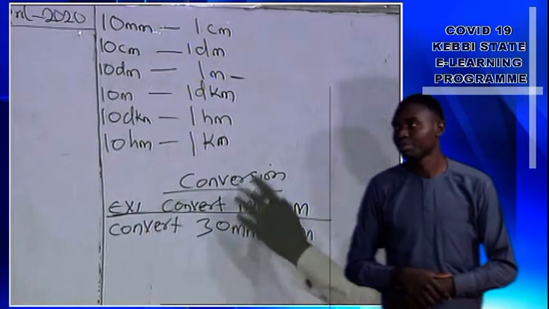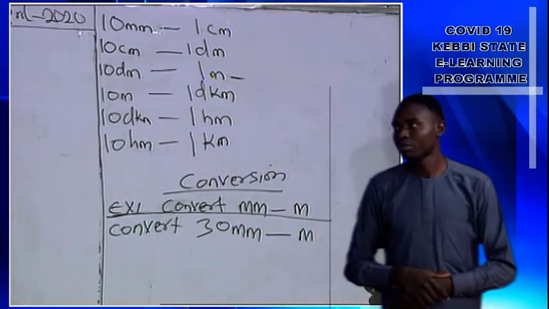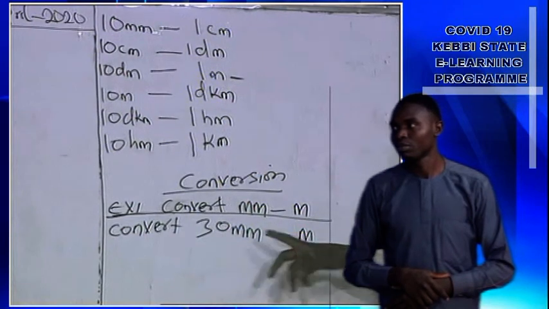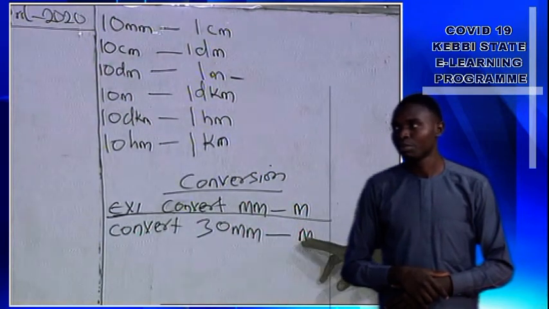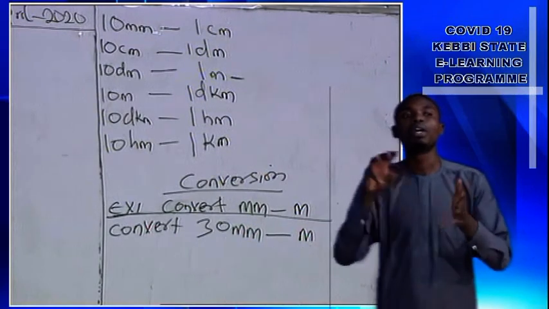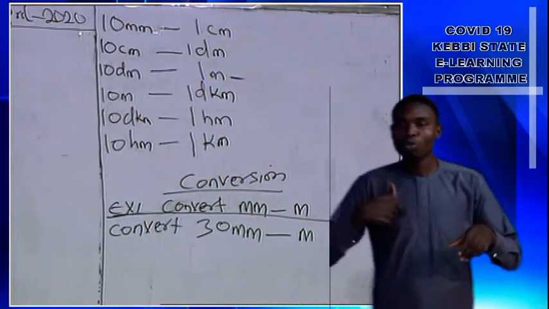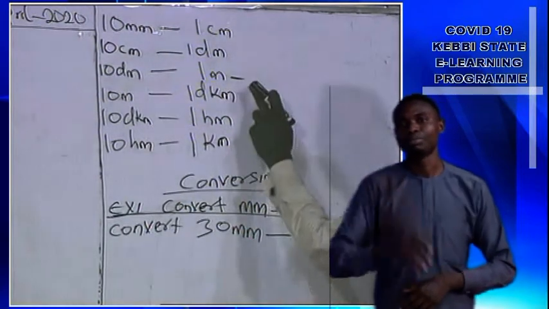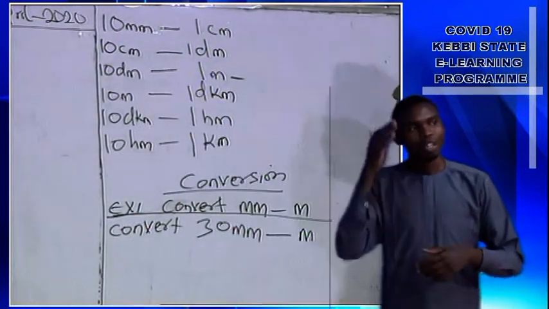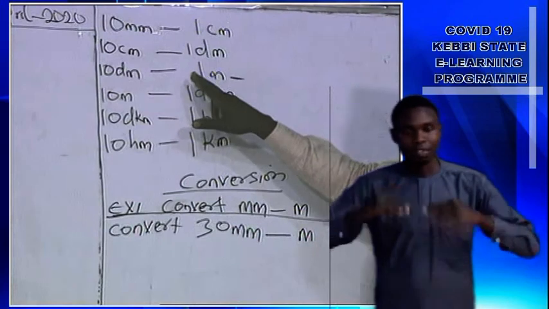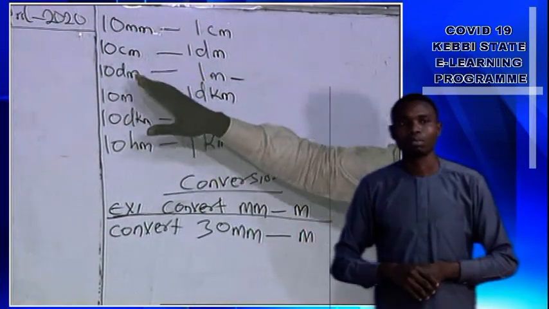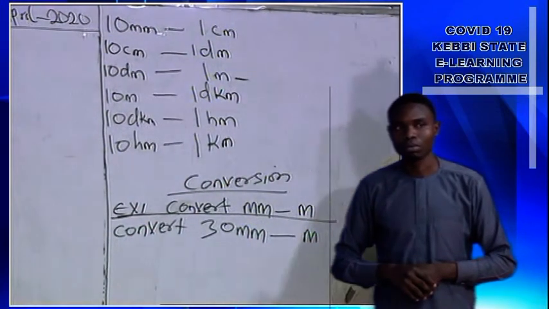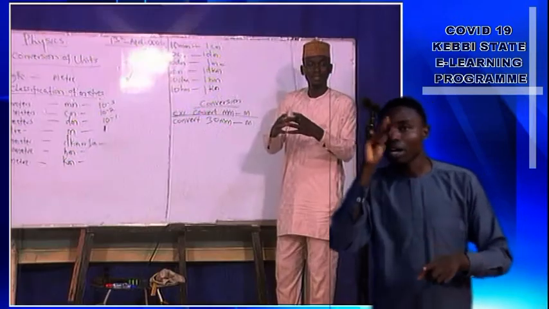Now, come back to our table. How many meters do we have in 30 millimeters? It should be 0 point something. It should be very minor. Because we know that here is our standard, which is meter. From 1 meter to millimeter, we have 1,000. How do you know that it is 1,000?